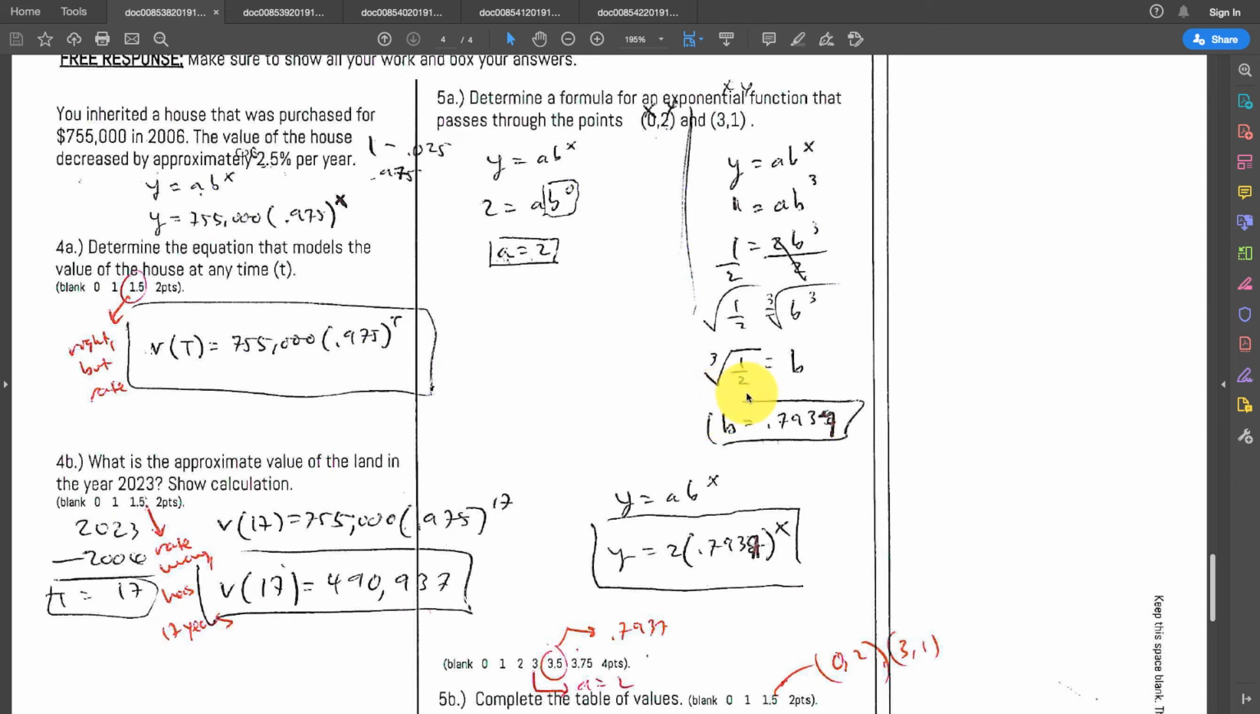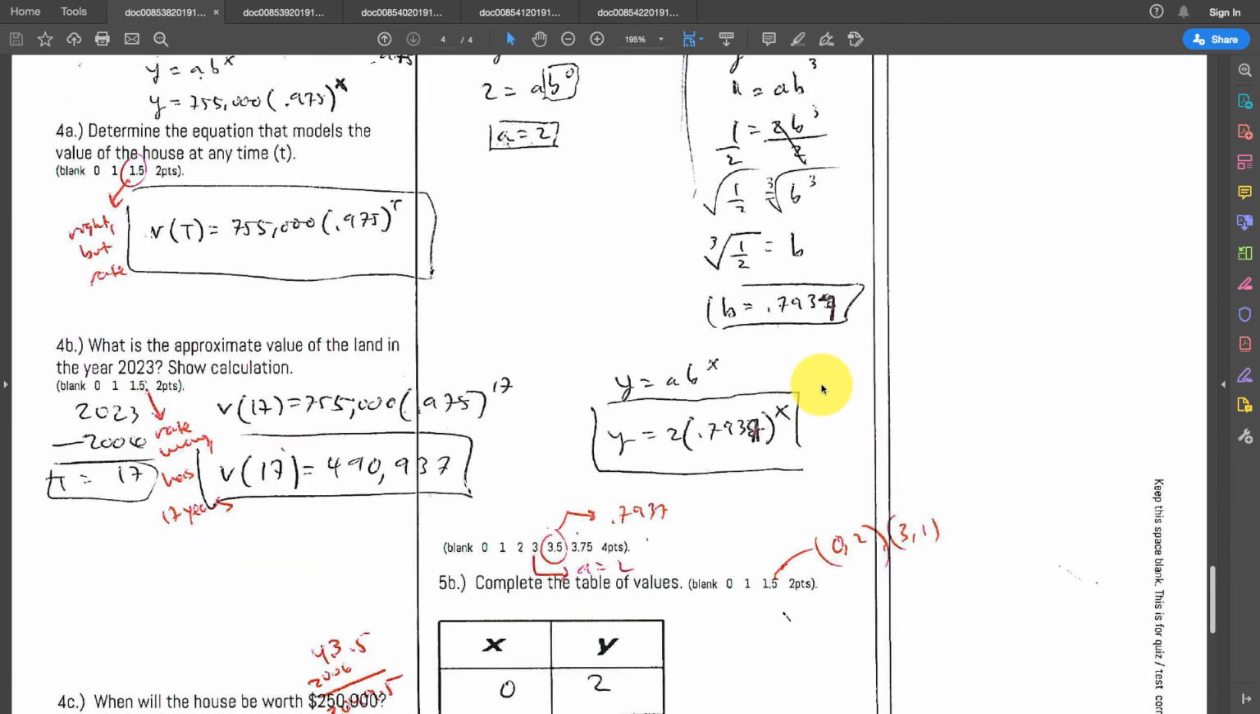That's under math on your calculator. And then b equals 0.739. Therefore, your equation, a is 2, and then your b value is 0.739. If you got to 0.739, I give you 3.5 points if you didn't get the equation.